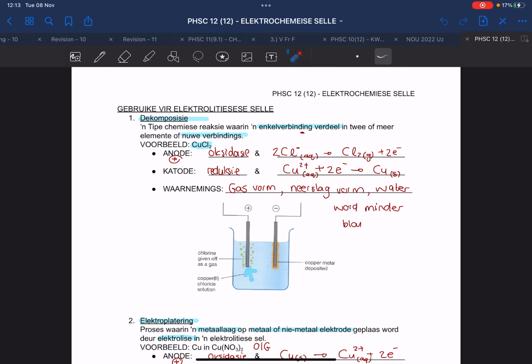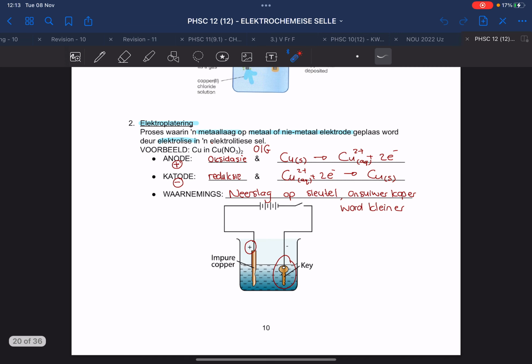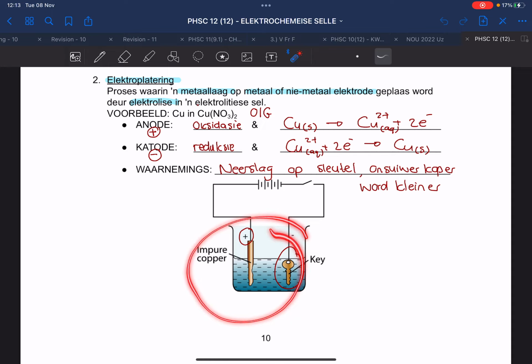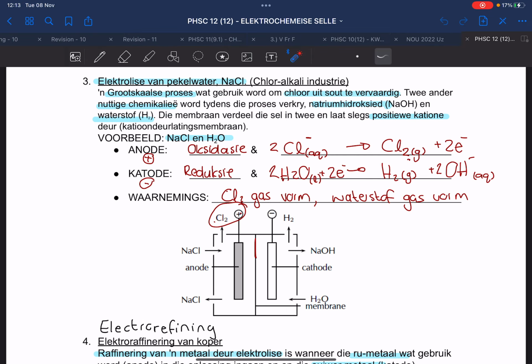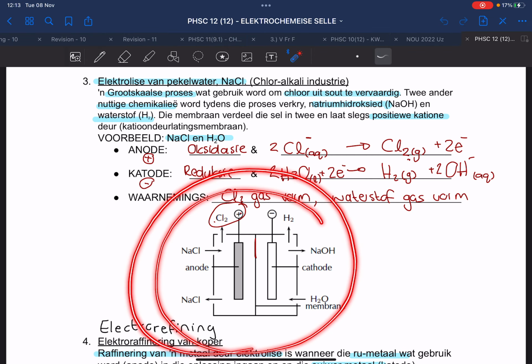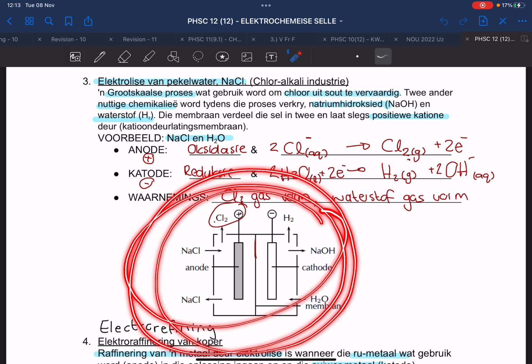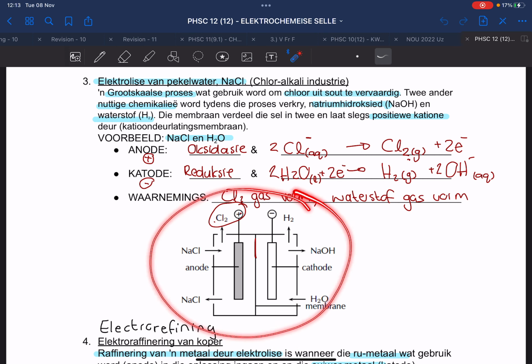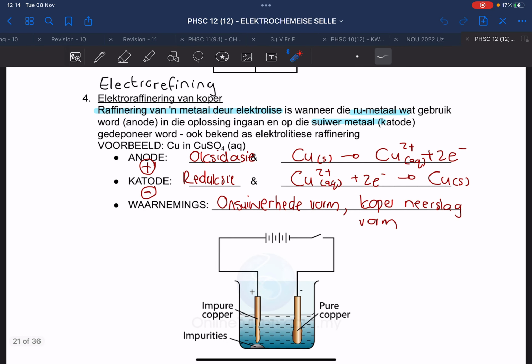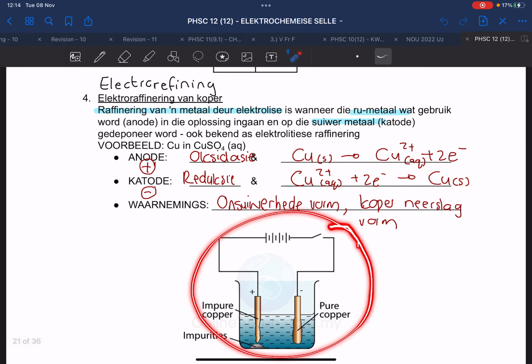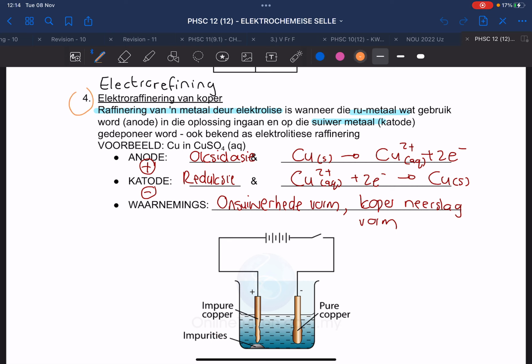So for example decomposition, where you have a substance and you split up that substance. Or electroplating, or this cell, which is the cell they asked in the paper in a very weird way. Or when you want to purify something. Now this is one that they ask quite often actually. Example 4 is one they ask quite a lot.